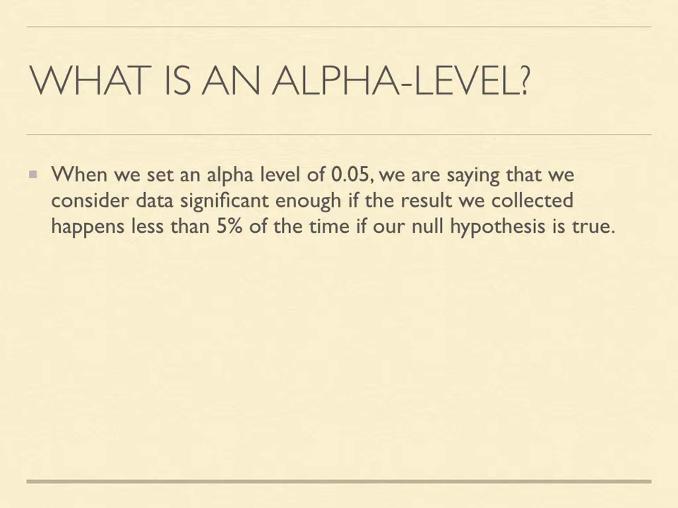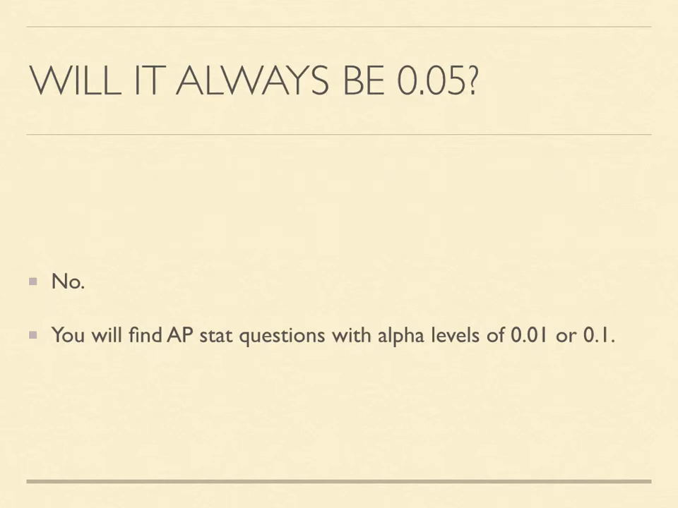And so this is sort of like a level that anybody can really set. A lot of times companies use a 0.05, but a lot of times companies also use a 0.1 alpha level. So if something happens less than 10% of the time, they consider it statistically significant. So will it always be 0.05? No. A lot of AP Stat questions will have an alpha level of 0.01 or 0.1.